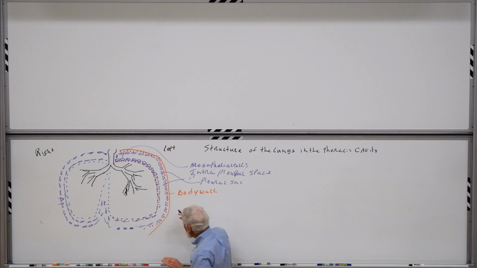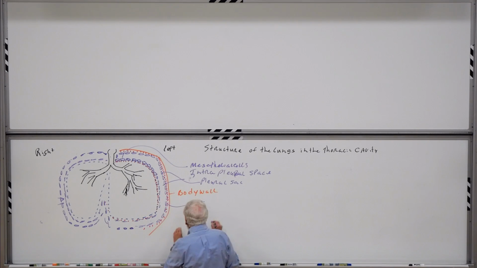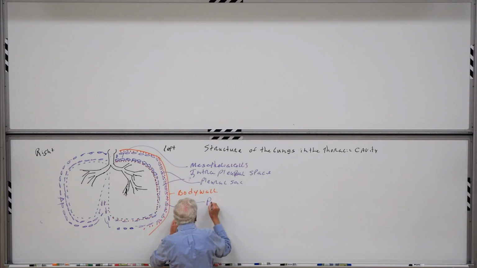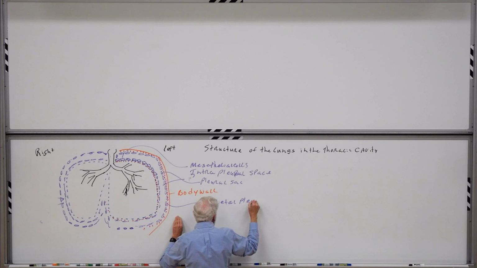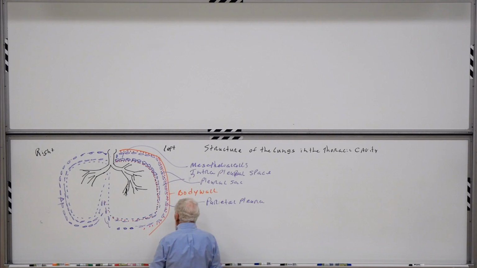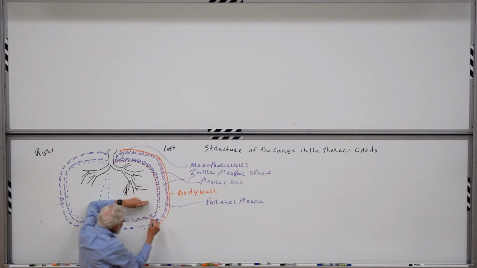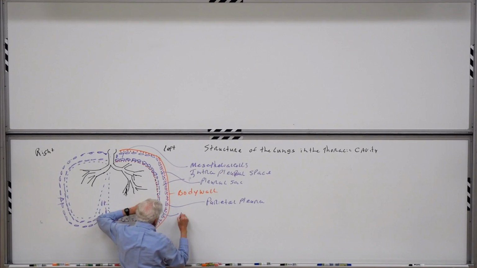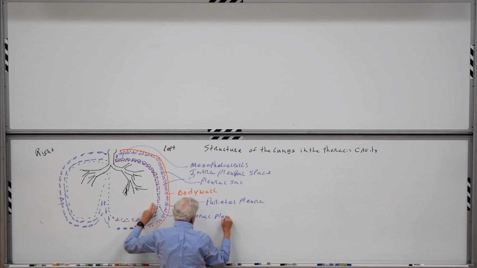This layer here attached to the body wall, and again, reminding you of the story from the heart, is the so-called parietal pleura. And then this series of mesothelial cells attached to the lung itself is called the visceral pleura.